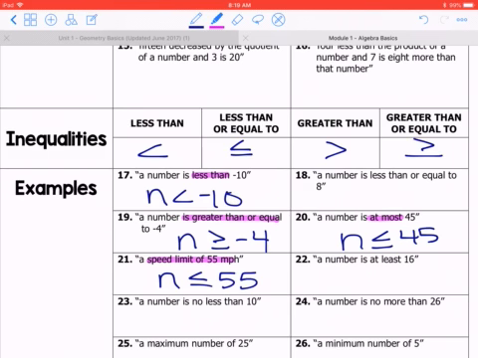A number is no less than 10. So no less than, that means now this is the opposite of the one we did at number 20. No less than, that's telling me that my number 10 is the smallest it can be. So if 10 is the smallest, I need numbers that are larger than 10. So we would say greater than or equal to 10, because 10 is the smallest number, and otherwise it has to be larger than that.